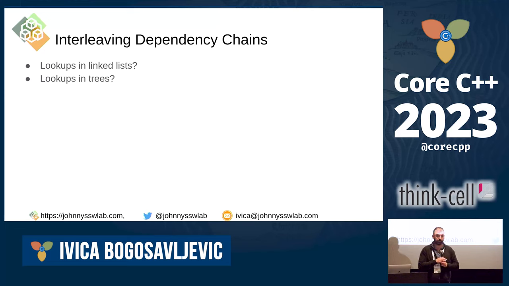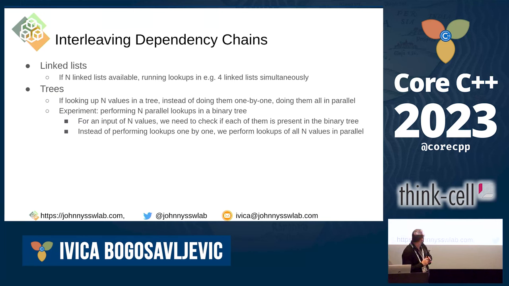Yeah, we can interleave it. I'll show you. For the linked list, we can interleave only if we have several linked lists. But for the trees, we can do parallel lookups in the trees. How does it work? We have n values stored in a vector, and we want to look them up in a tree. So what does the lookup in the tree look like?